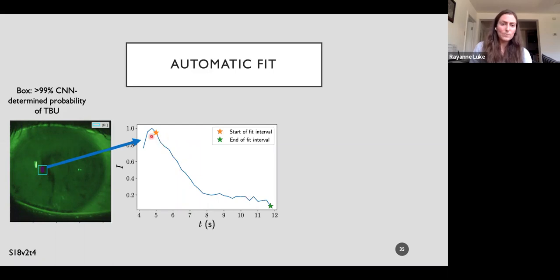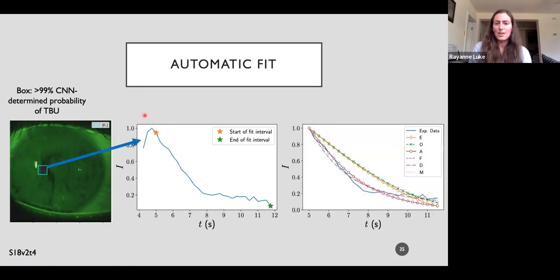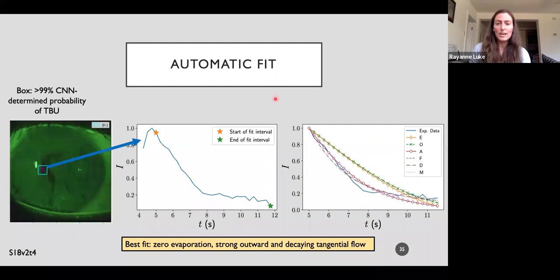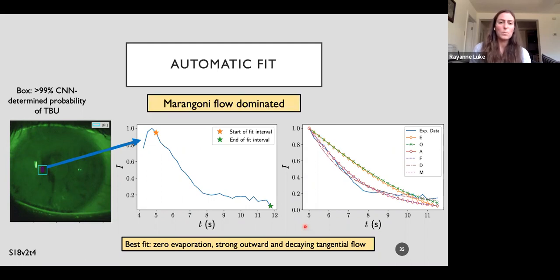So one thing that we did was we optimized where to fit. You don't want to fit when the tear film intensity is increasing for some reason. Again, data is noisy. And then we fit with our hierarchy of models and try to make mechanistic conclusions. In this case, this example was best fit by zero evaporation and strong outward and decaying tangential flow. And hopefully, if you've been following along, you'll know that this suggests that the breakup is Marangoni flow dominated.